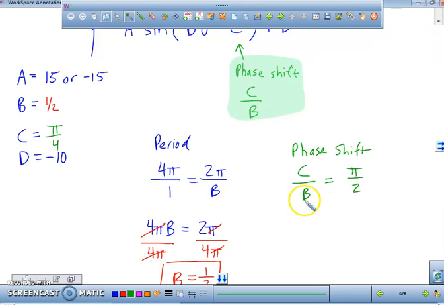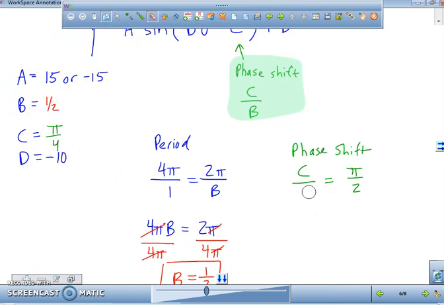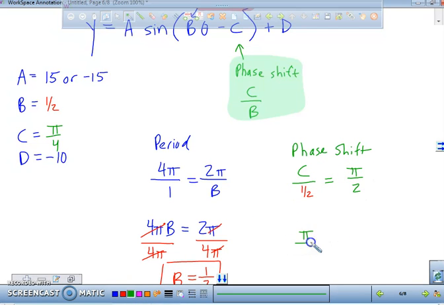This time, though, we replace the B value because we already found it to be a half. So I'm going to erase the B, and I'm going to plug in a half. But when we do our cross products right here, 1/2 times pi becomes pi over 2. Or if you want to put a half of pi, you can do that. And that equals C times 2, also known as 2 times C.